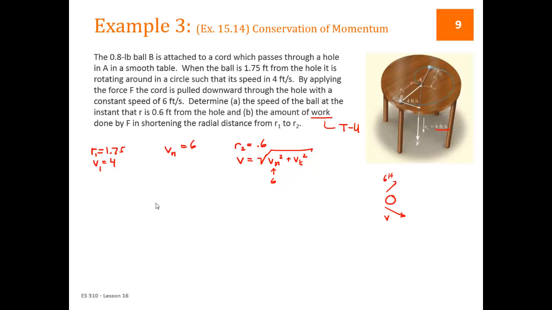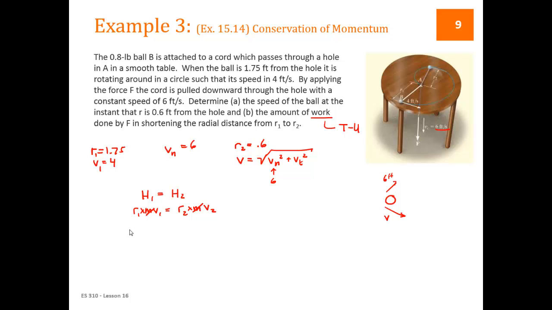So let's look at our conservation of momentum. h1 is equal to h2, because there's no external forces here that's going to cause an impulse. There's no forces in the direction that have a component in the direction of the 4 feet per second. So we have then r crossed with mv, those are the ones, is equal to r2 crossed with mv2. The mass is the same. The mass of the ball doesn't change, so the masses cancel.